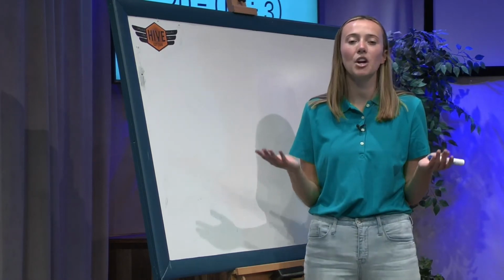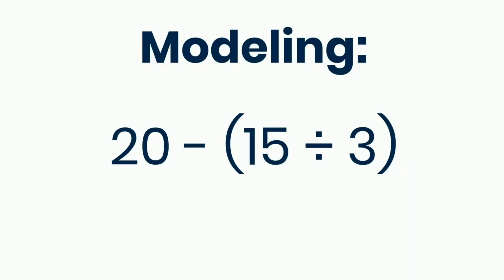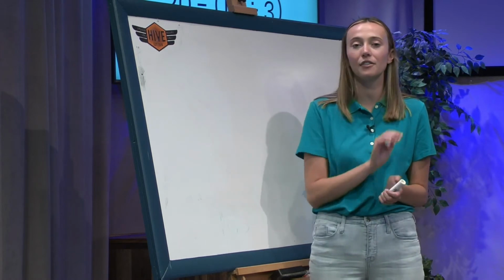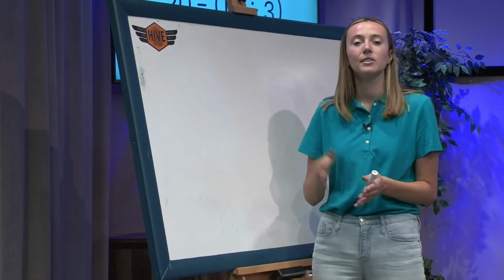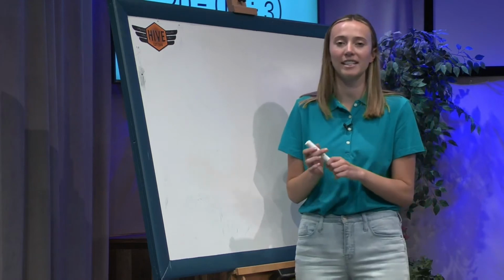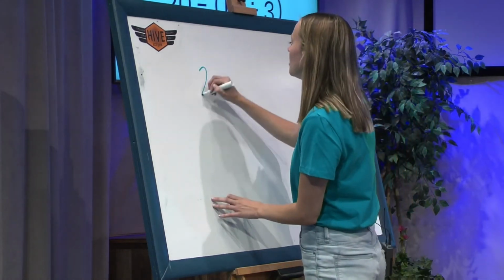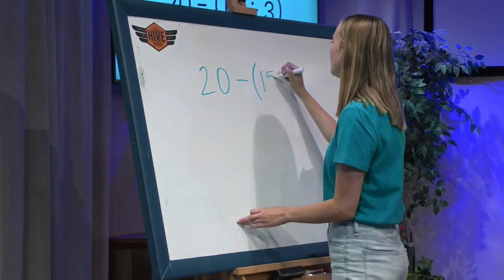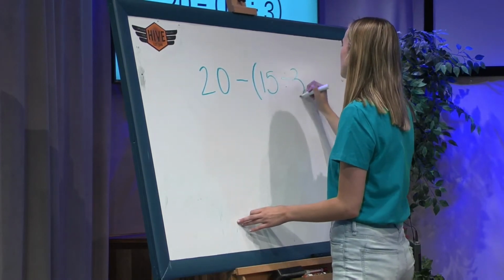All right, here is our next problem. 20 minus 15 divided by 3. On this problem, the parentheses aren't in the front of the problem. They're in the back. So let's write it down, and we'll figure it out together. 20 minus, in parentheses, 15 divided by 3.